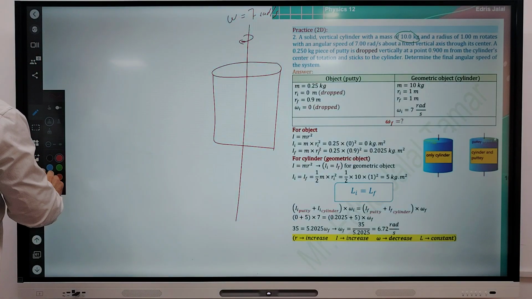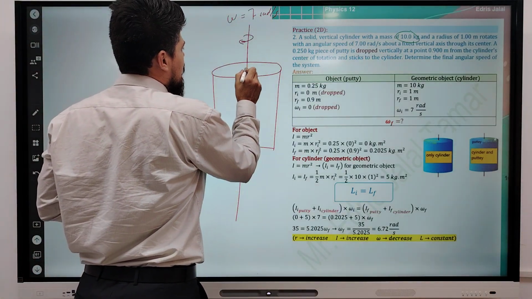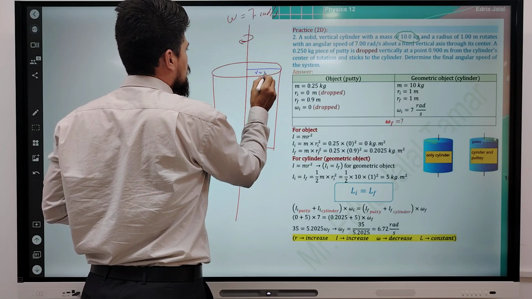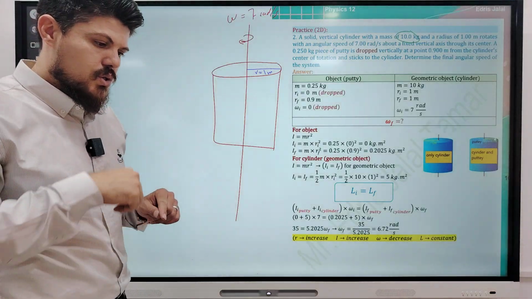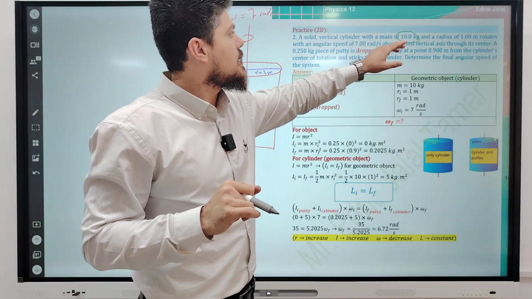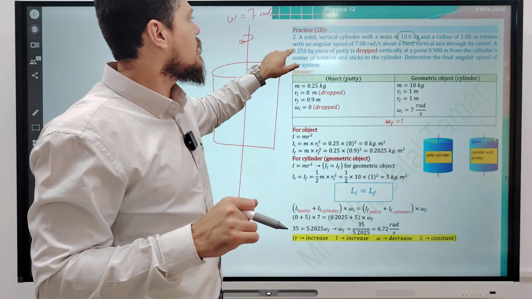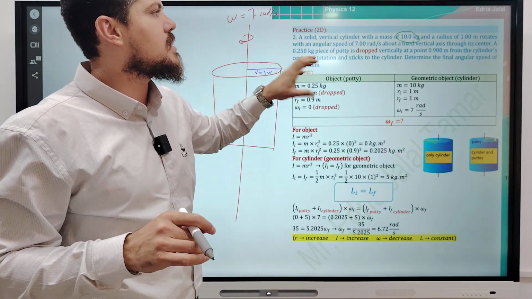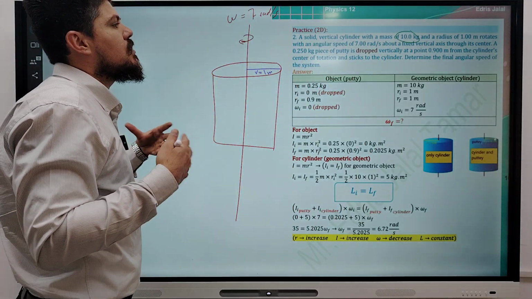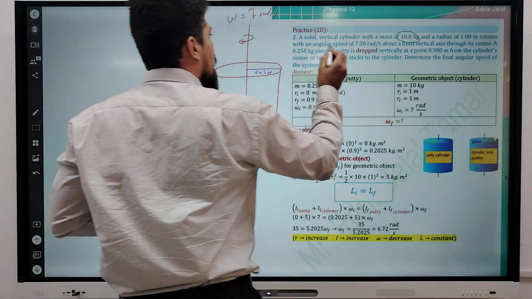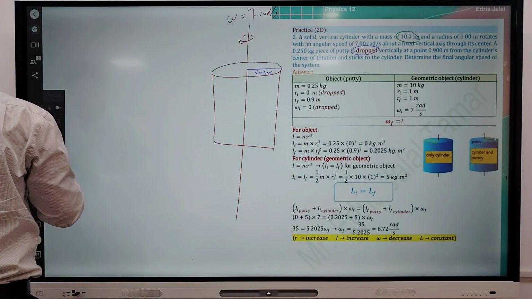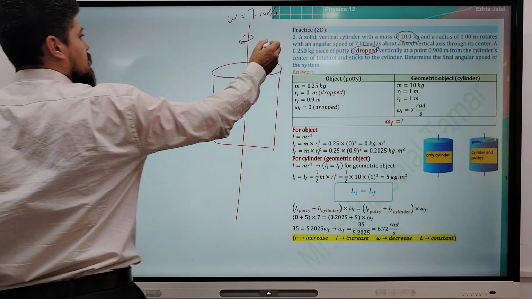The distance from the axis of rotation to the edge of the cylinder is given: r is equal to 1 meter. So the radius of the cylinder is 1 meter, and its mass is 10 kilogram, rotated with angular speed 7 rad per second about a fixed vertical axis through its center. A 0.25 kilogram piece of putty is dropped. So where is the piece of putty dropped?